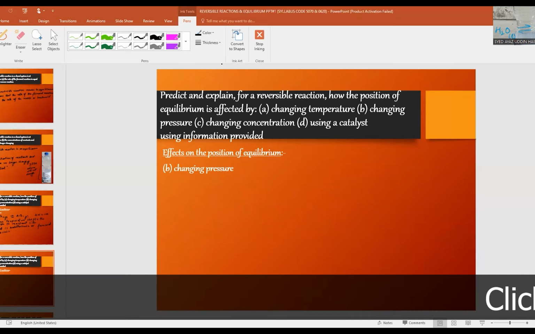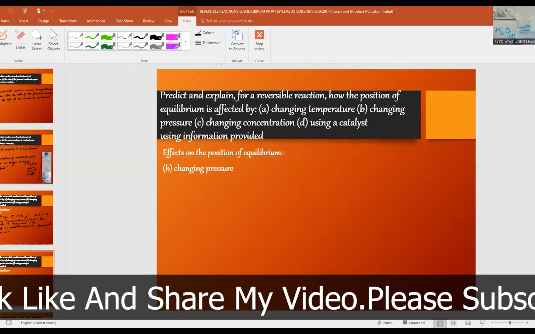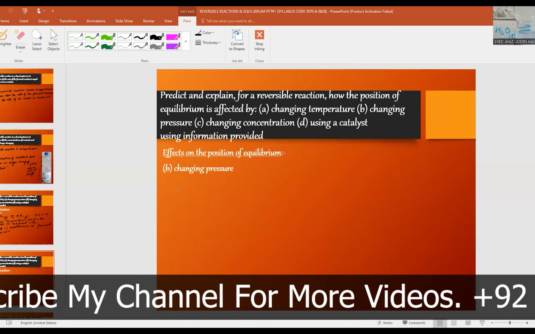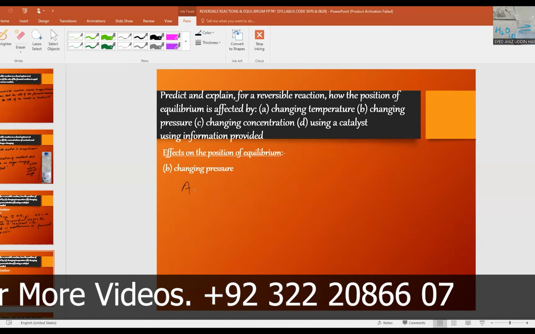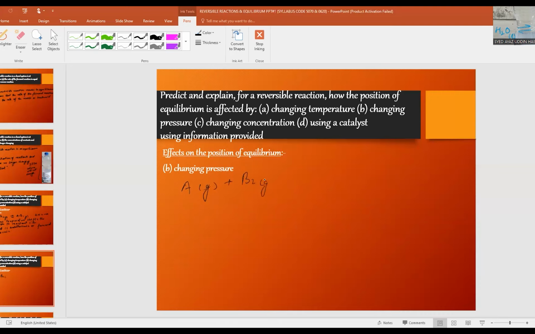Let's talk about the effect of changing pressure on the position of equilibrium. Remember, this effect is applicable to gas states only. We'll consider the same reaction. Here the total number of moles of gases on reactant side is 2. 1 plus 1 is 2.